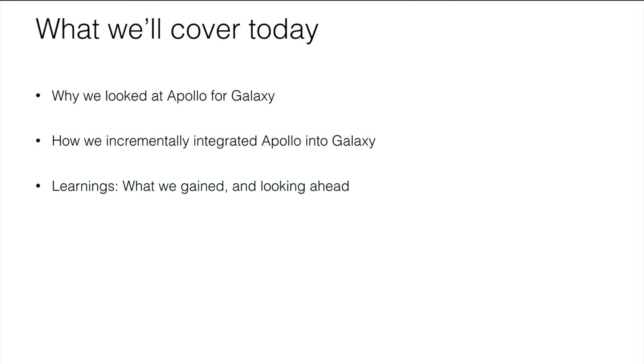Then we'll go on and actually look at some code, look at some architecture diagrams, and look at how we incrementally adopted Apollo into Galaxy in a step-by-step manner. And then we'll wrap up and summarize with the learnings, what we gained, what we learned in Galaxy, and what we're excited about looking ahead to the future of Apollo and what it means for Galaxy and for other Meteor apps as well. And I'll leave some time at the end for questions.